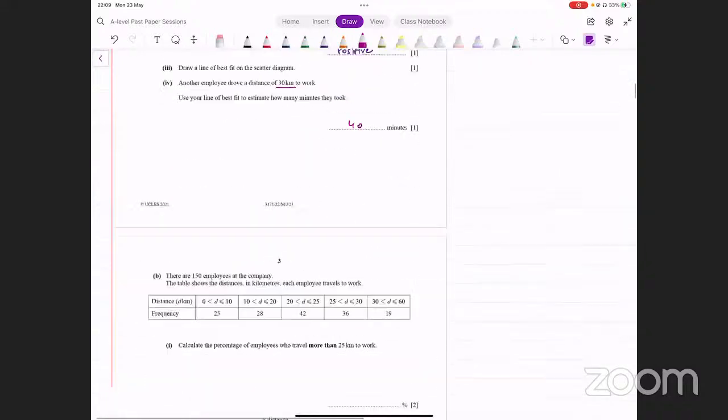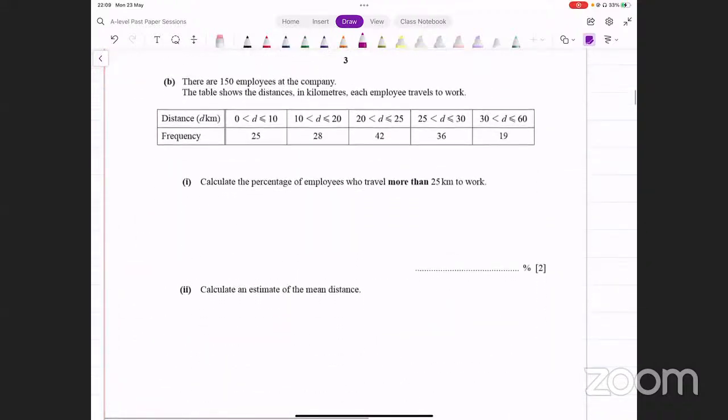Let's move on to the next one. So now we've got part B. Now it's unrelated to what we had earlier. It says there are 150 employees at the company. The table shows the distances in kilometers. Okay, it is actually related to that, लेकिन उसमें कोई खास मैं ख्याल use नहीं होगा पिछले graph का. Each employee travels to work. आपको table में information दी हुई है. 0 से 10 kilometers travel करते हैं 25 employees, and similarly we've got the rest of the table here. There are 150 employees in total, so keep that in mind.